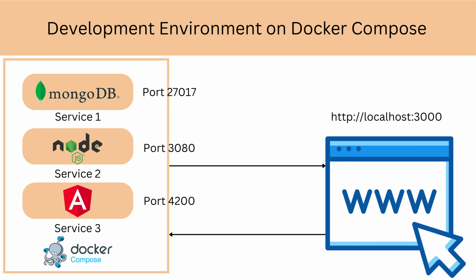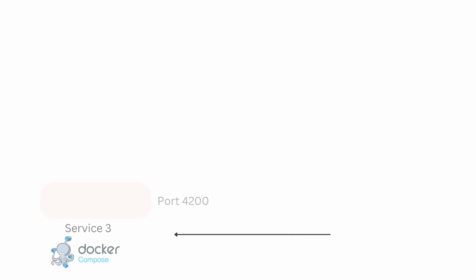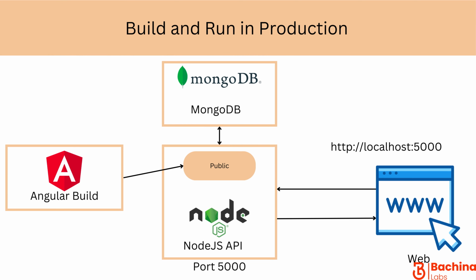In the development environment, we need to run our Node.js API and our front end on different ports. But when it comes to building and running in production, you cannot run on different ports. That means you have to run on a single port, and you have to build the whole thing as a package, and this whole package should be running on one port.